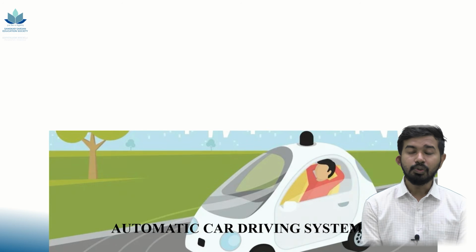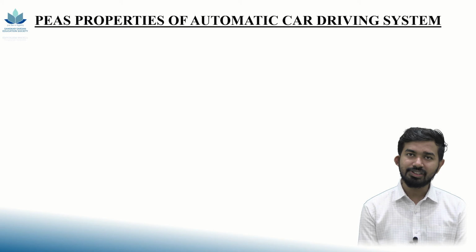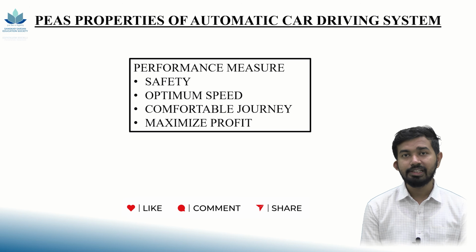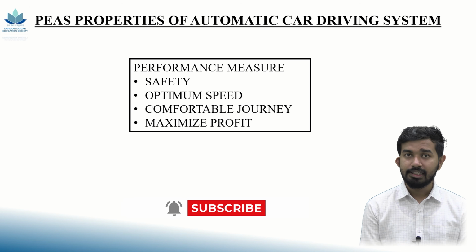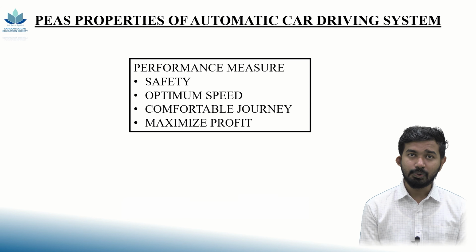Let us have one more example, the automatic car driving system. For the automatic car driving system, the performance measure can be safety, optimum speed, comfortable journey and maximized profit. See, the client is going to travel in that particular car, so safety should be there. The journey should be comfortable. And if we own the car, then we will think about the profit. The car should give me a good mileage. So that will be my performance measure.